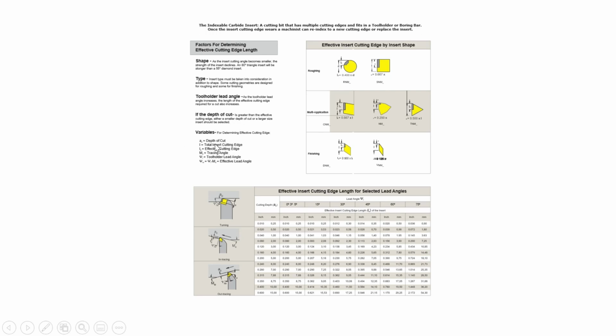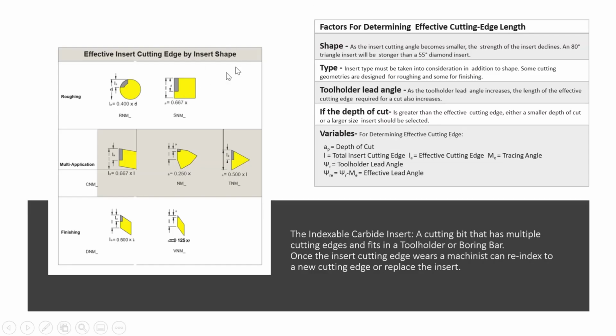So these are some variables. This chart can be used for effective insert cutting edge length selection for lead angles, depending upon the tool holder. So it is the same as we have discussed earlier. Factors that determine: shape, type, tool holder lead angle, depth of cut, variables.